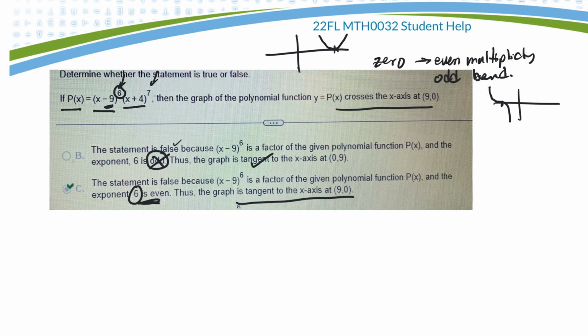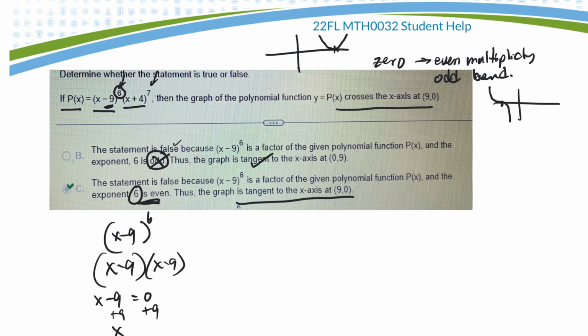And notice at the point, it's x minus 9 to the 6th. So there'd be 6 of those, right? x minus 9, etc., 6 times. Each of them you could solve for the zero, and you'd add 9 to both sides. So you get x equals 9. So that's the zero, and then the multiplicity is 6. Since it's even, it's tangent at that point.